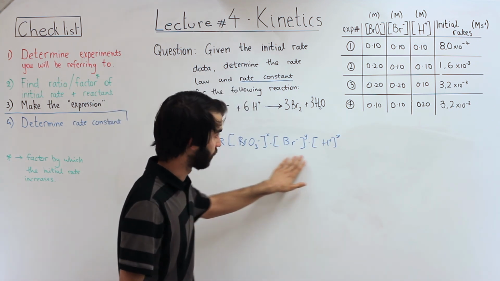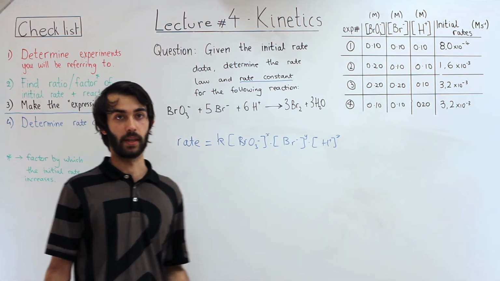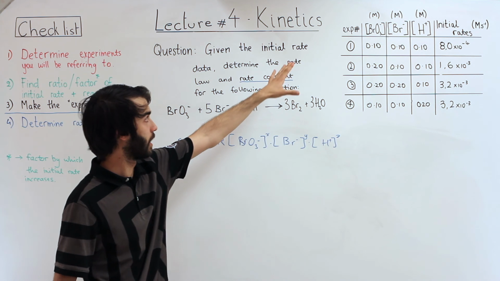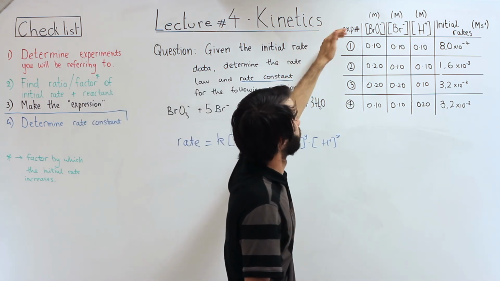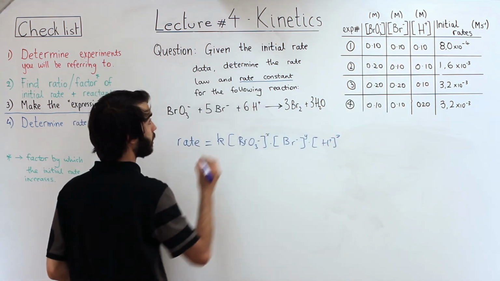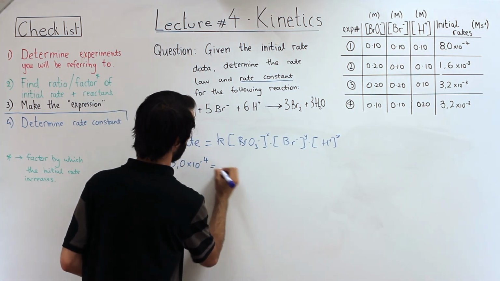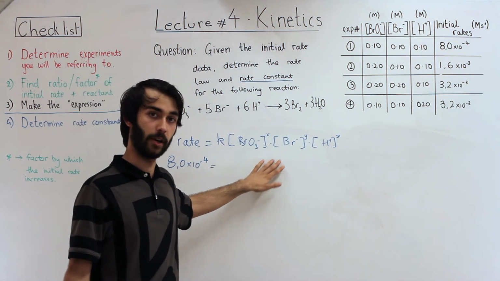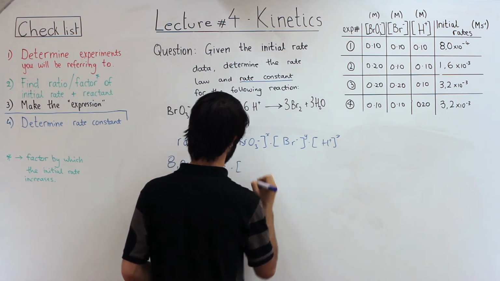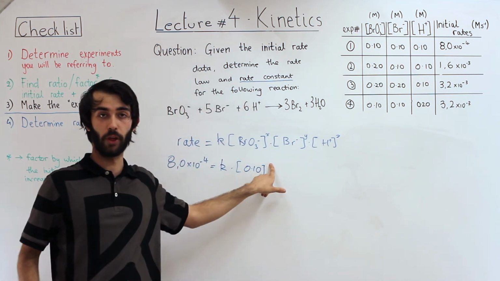So now, with this expression written out, we can fill in the information that we know. The first step when we want to find the rate constant is to use an example of an experiment itself. For the sake of simplicity, I'm going to take experiment 1 because we have some nice low numbers here. So the rate in this equation is going to be 8 times 10 to the minus 4. And we want to fill in the information that we've already found to find k. So k times the concentration of bromate to the power of the order that we found previously.